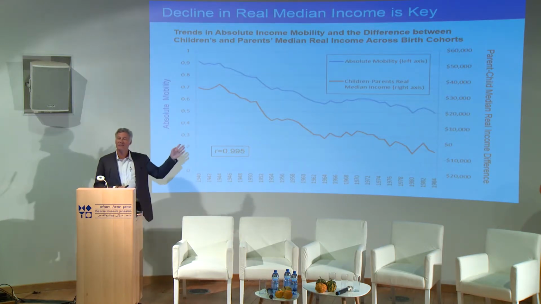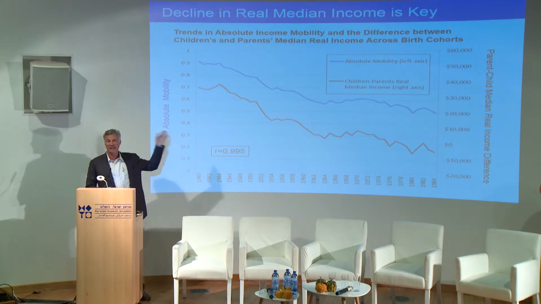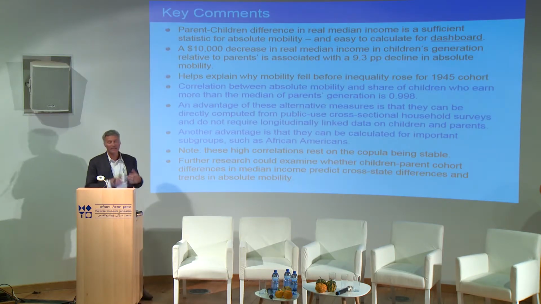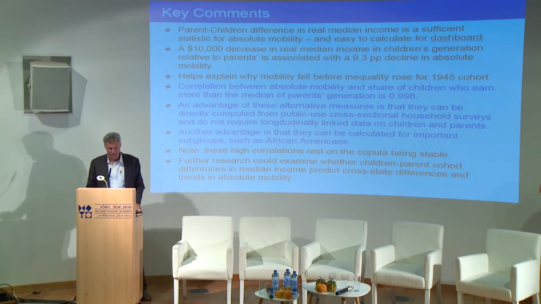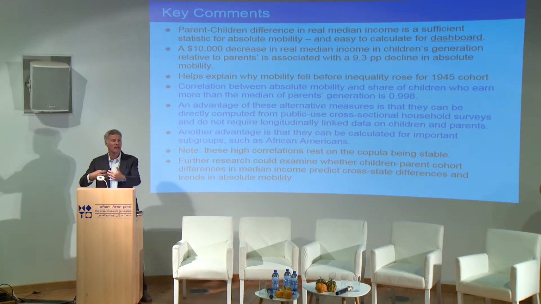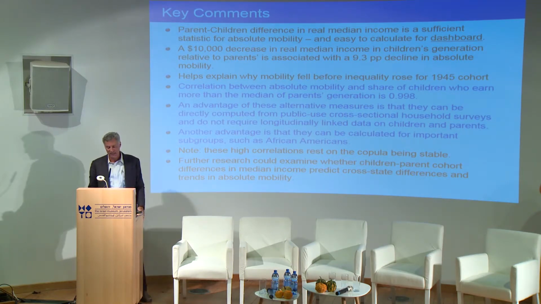Basically, the decline in real median income in the US is a sufficient statistic for understanding why absolute income mobility has declined. And I think there are lots of advantages of looking at real median income instead of going through all of the effort of calculating the absolute income mobility that Chetty et al. do in their Science paper. First of all, it's an easy thing to include on your dashboard for how an economy is performing. You can also convert differences in median income to absolute mobility, numerically. We find a $10,000 decrease in real median income for children relative to their parents is associated with a 9 percentage point decline in absolute mobility.